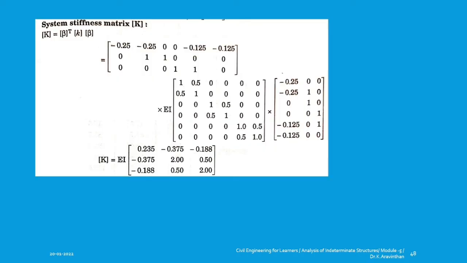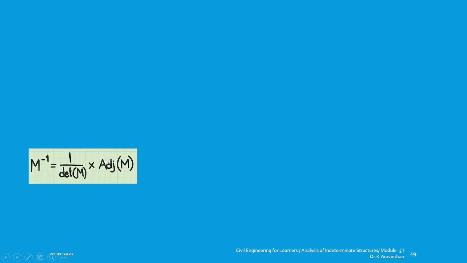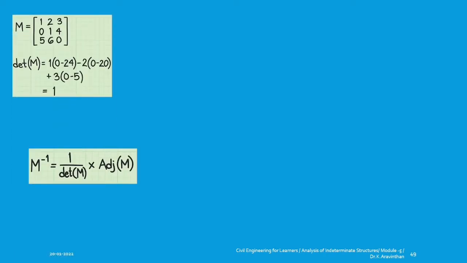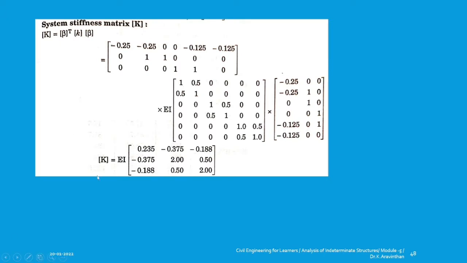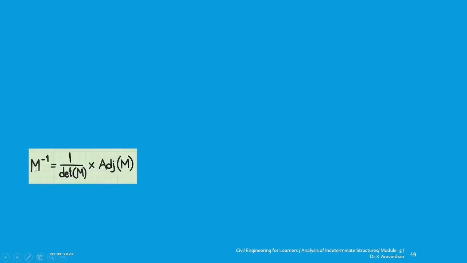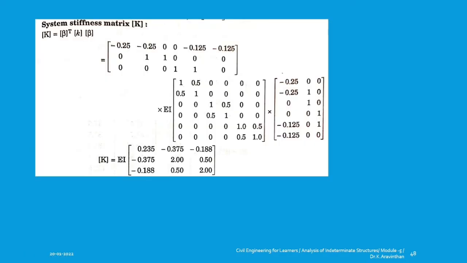And how to find the K inverse? So for the next step, you should find K inverse. So what is the next step? It is to find K inverse. How to find the K inverse matrix? If you have a 3 by 3 matrix and you want to find the inverse of a matrix, what you have to do is 1 by determinant of the matrix into adjoint of the matrix. This is the generalized formula.